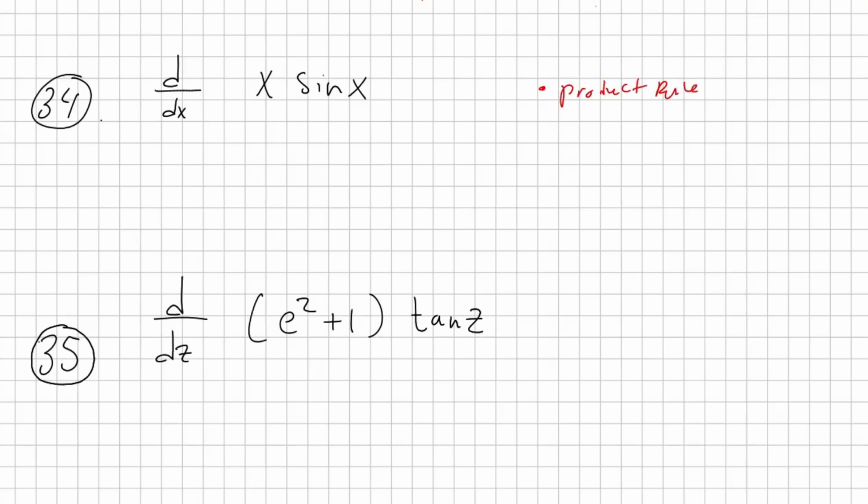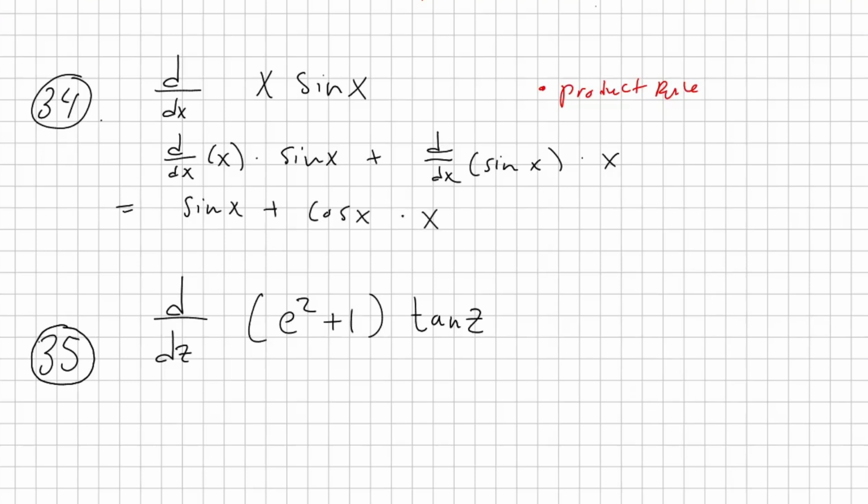So let's get to it. In this case, we're going to take the derivative of x multiplied by sine x, plus the derivative of sine x multiplied by x. So we're going to get sine x, because the derivative of x is just 1, plus cos x times x.